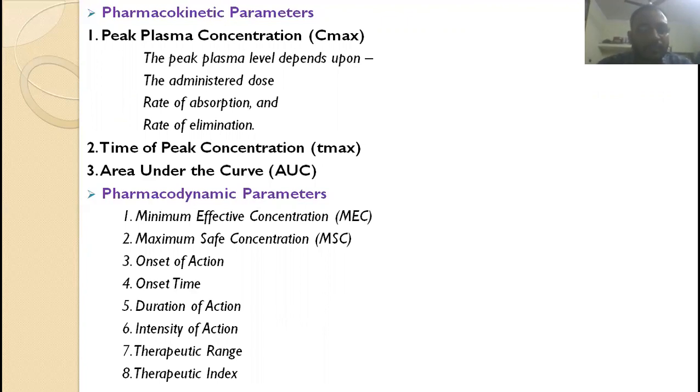The second parameter is pharmacodynamic parameters, in which they generally evaluate minimum effective concentration, maximum safe concentration, onset of action, onset time, duration of action, intensity of action, therapeutic range, and therapeutic index.